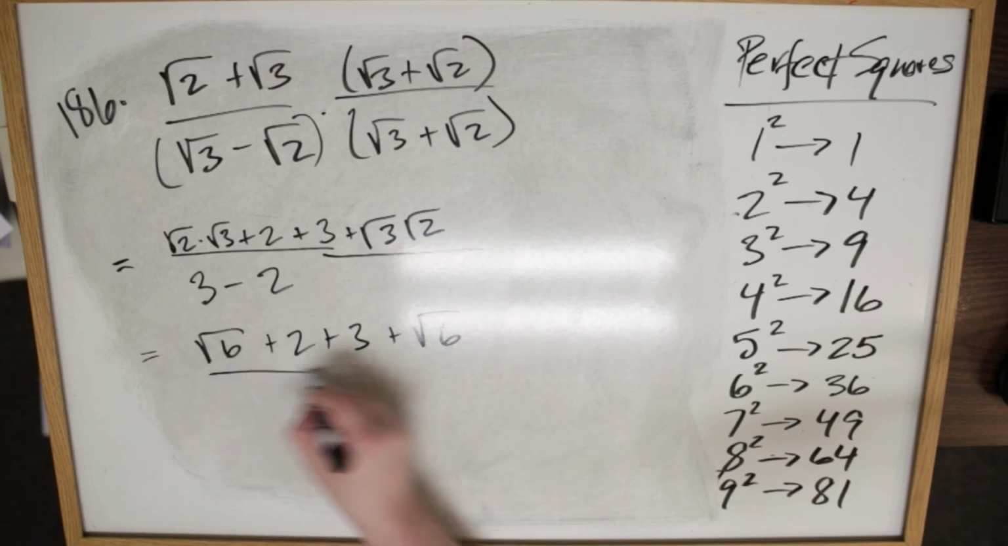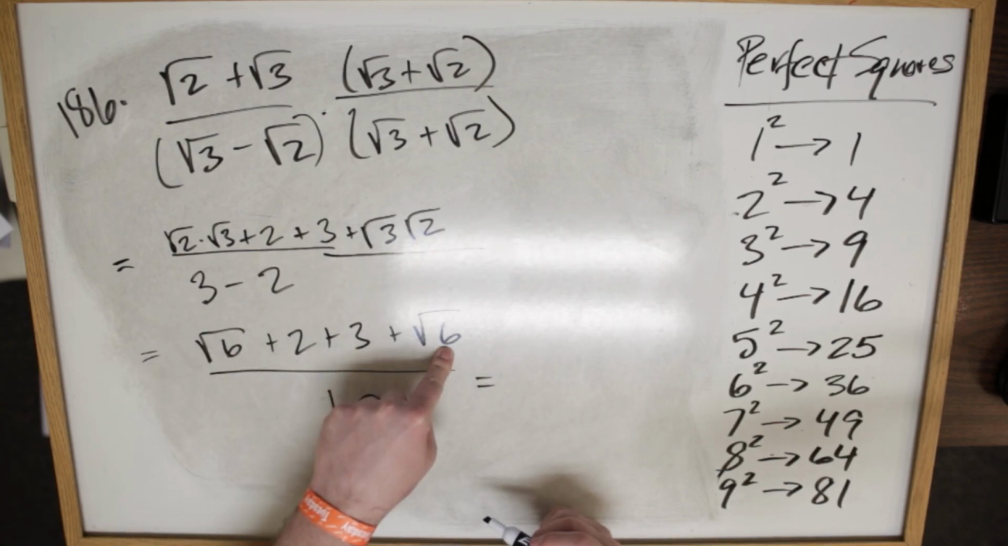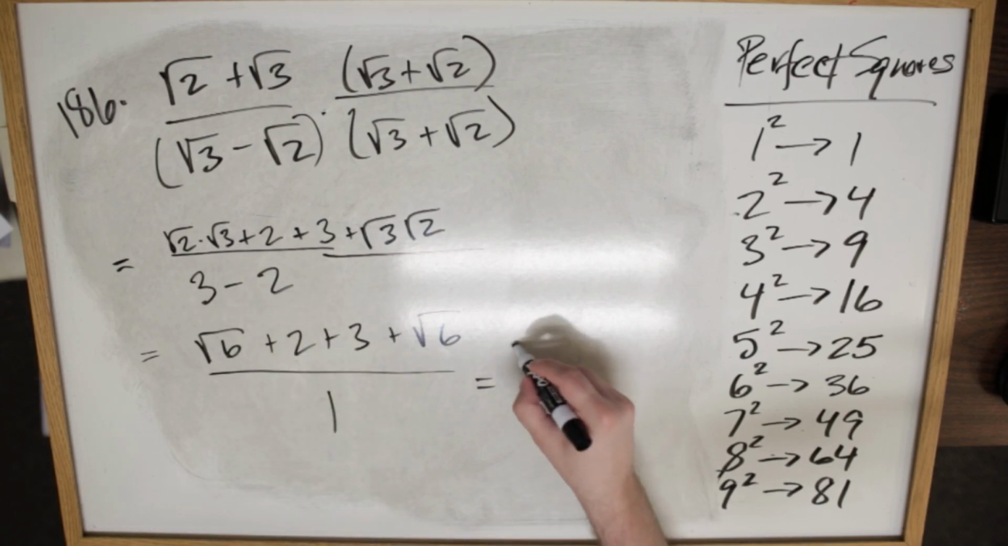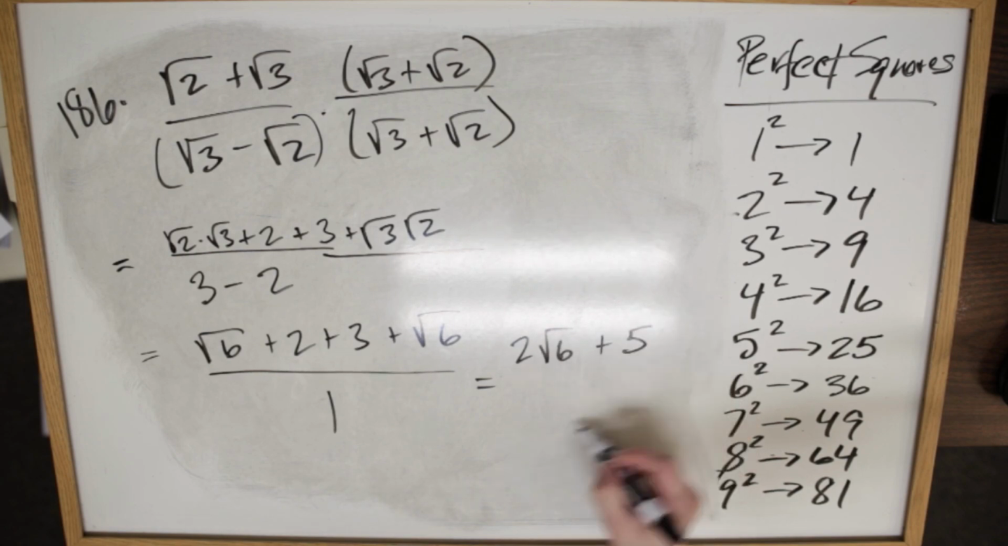All over 1. That one's easy. Root 6 and root 6, I can add those together and get 2 root 6. 2 plus 3 is going to be 5. And that right there is going to be our final answer.